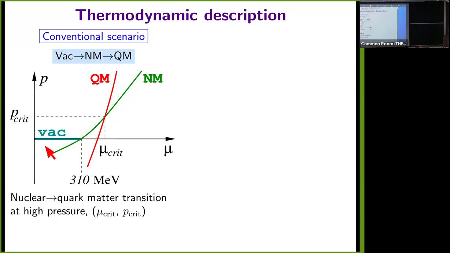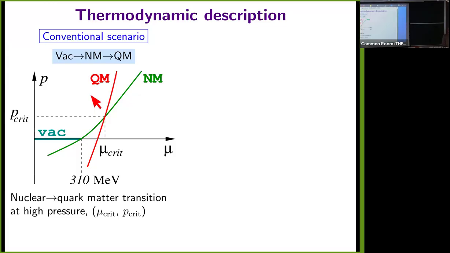So if you ask what's the favored phase at any given chemical potential, at low chemical potentials, you have the vacuum. When the chemical potential for quarks reaches 310 MeV, so that's enough energy to make a bound nucleon, then you start getting nuclear matter. And then if the density and pressure get high enough, there's a critical pressure where you get a transition to quark matter. It's always the phase with the highest pressure at a given chemical potential that wins. So that's the favored phase. So this is how those curves look in the conventional scenario.